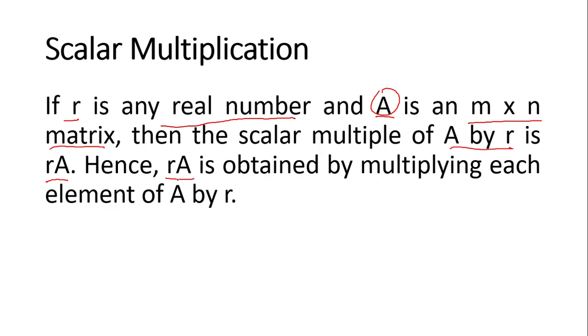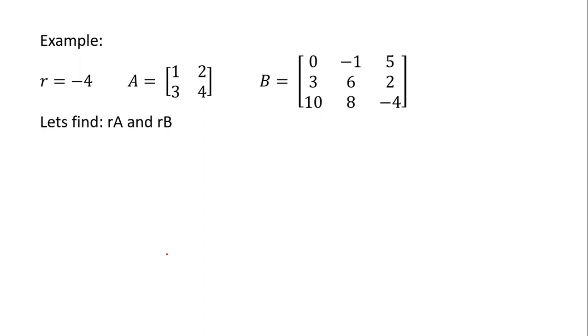Okay, so kung meron tayong elements ng matrix A and meron tayong R, we just need to multiply yung R dun sa lahat ng elements ni matrix A. Okay, so for example, ayan. So, we have R which is equal to negative 4. We have matrix A which is a 2 by 2 matrix. And we have matrix B which is a 3 by 3 matrix. Okay? So, wala namang ibang rule dito. Ang kailangan lang natin gawin, if we are going to use scalar multiplication, we just need to multiply this R dun sa ating mga matrices, kung ano yung pinapahanap.